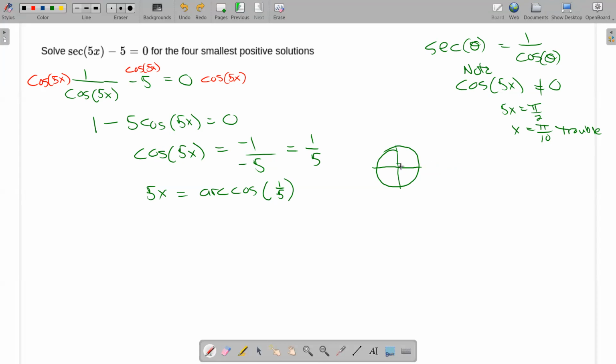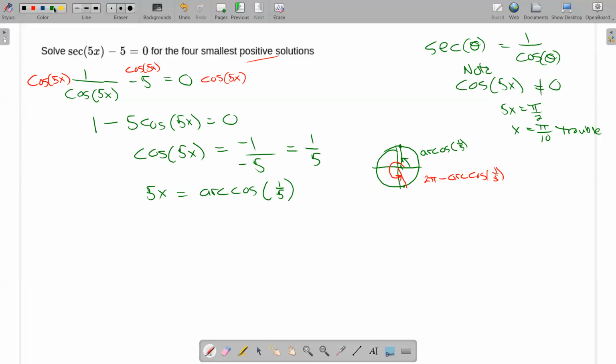X equals 1/5 would be here. So that gives me this point up here. That's where the angle the arc cosine is going to find. And then there's another point down here. And I want positive solutions. So to get to that point, I want to sweep around this way. So that one's going to be 2 pi minus arc cosine. So then I worry about dividing by 5.